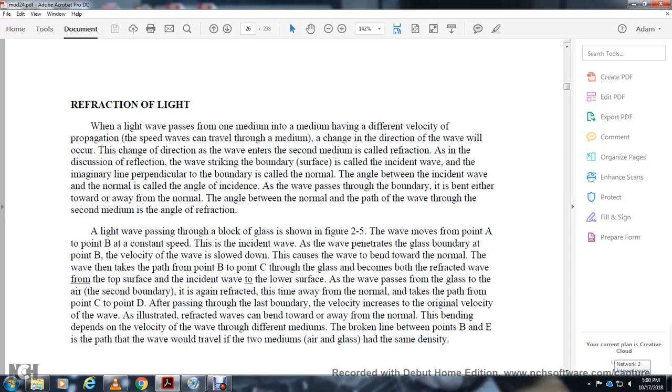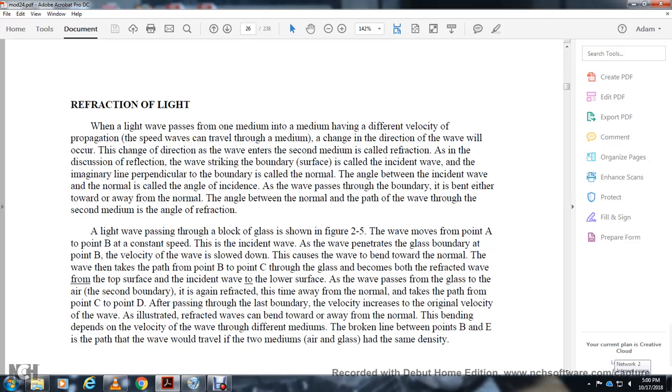The lower surface of the wave passes from the glass to the air. At the second boundary it is again refracted away from the normal, taking the path from point C to D. After passing through the last boundary, the wave's velocity returns to the original velocity. Whether the refracted wave bends toward or away from the normal depends on the velocity of the wave through the different mediums.